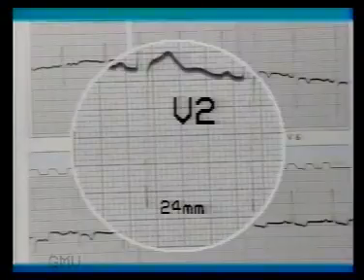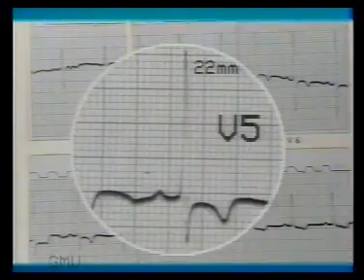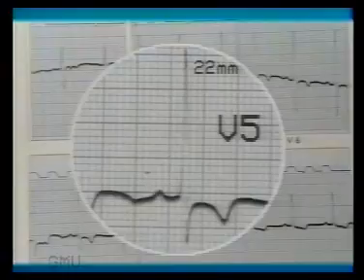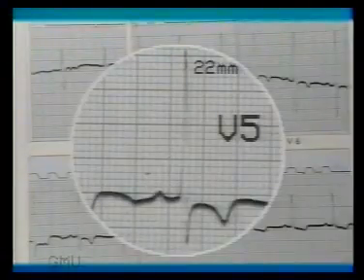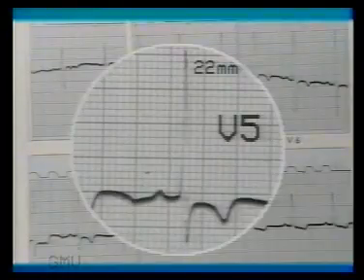SV2 is 24 millimeters. RV5 is 22 millimeters. Their total is 36 millimeters. So left ventricular hypertrophy is also present with strain.